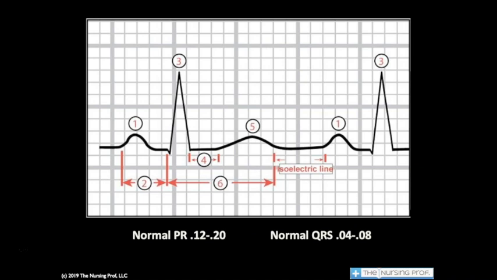QRS interval, so we're looking at the amount of space between the beginning of the QRS to the end of the QRS. Now, we don't have that marked out on this particular diagram, but it looks like it's a little bit more than 0.04. 0.04 would be one of those small boxes, and it's a little bit bigger than one small box, maybe a box and a quarter. So probably about a 0.05, 0.06, something like that. It's not to the point of 0.08, so it's not that wide.